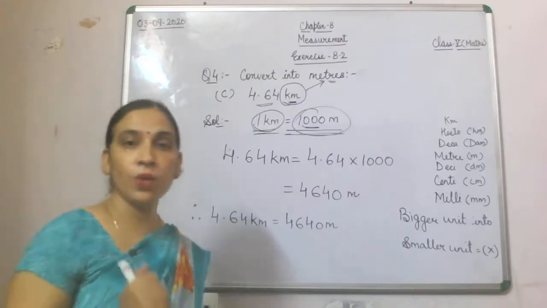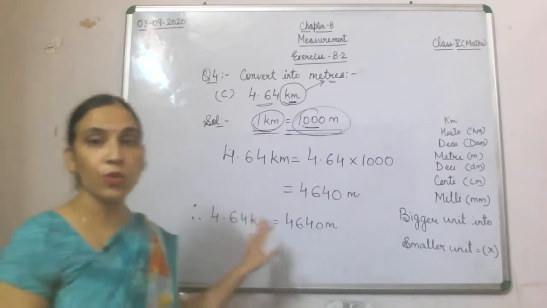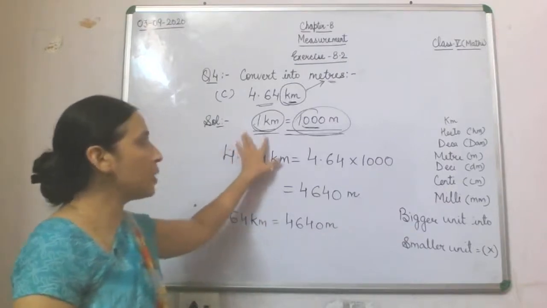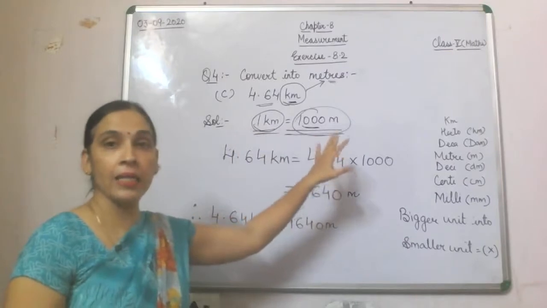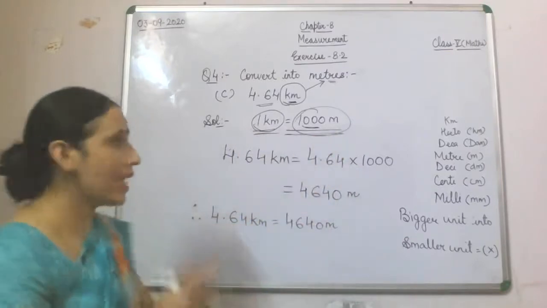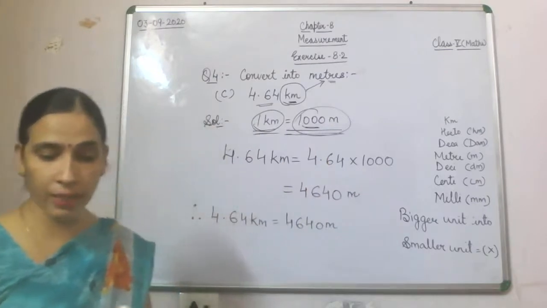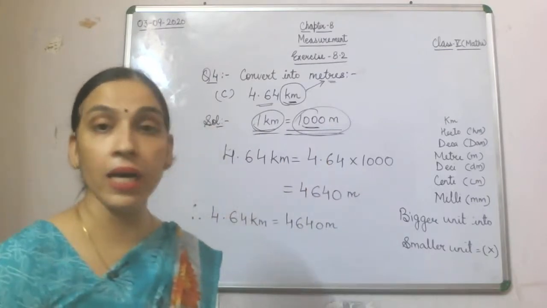So let's see what we have done in this question. Just now we have seen that we found a relation between 1 kilometer and meter. After that it will be multiplied by the given number and we'll shift the decimal and then we can find the answer.